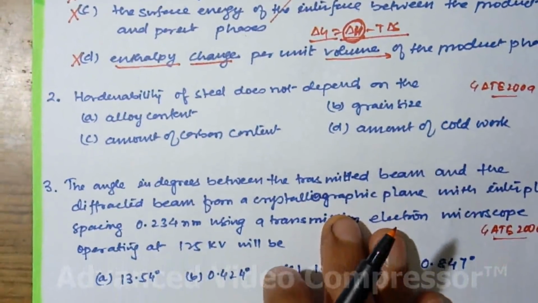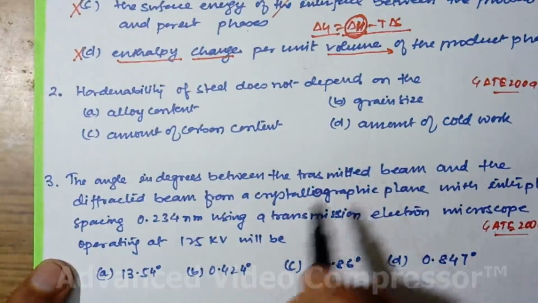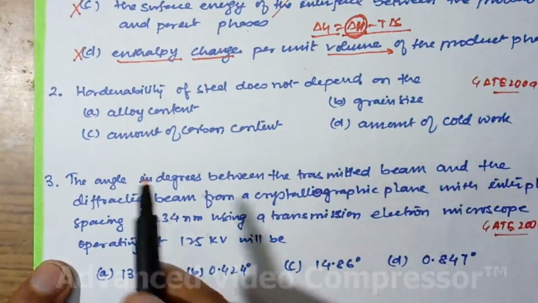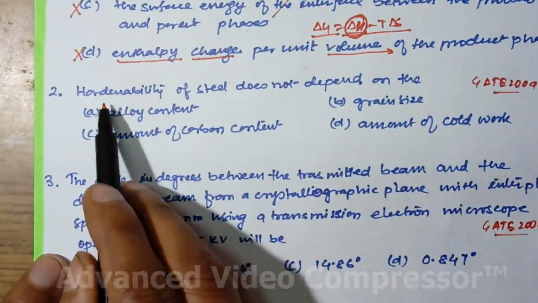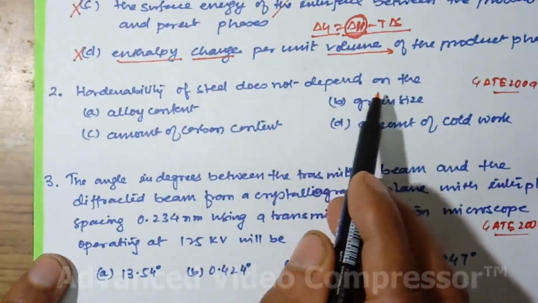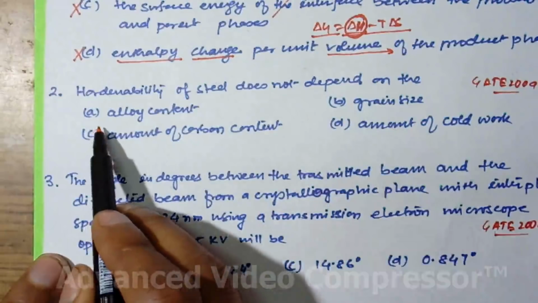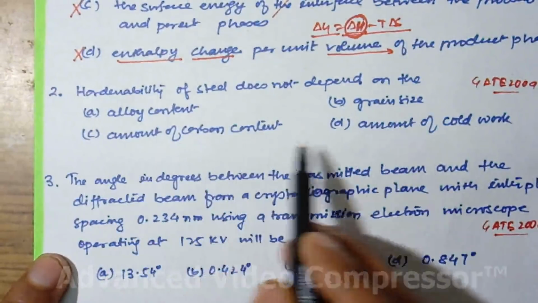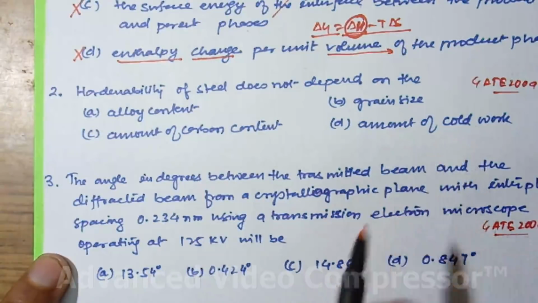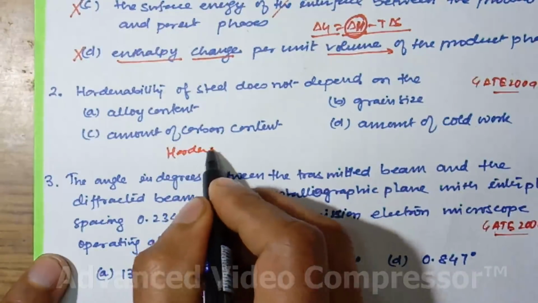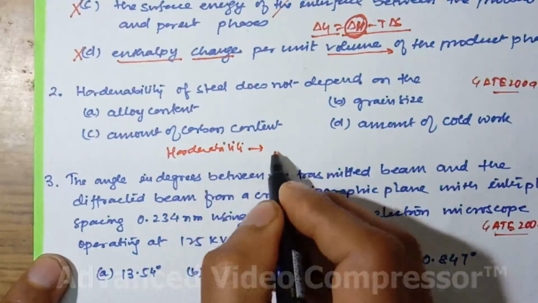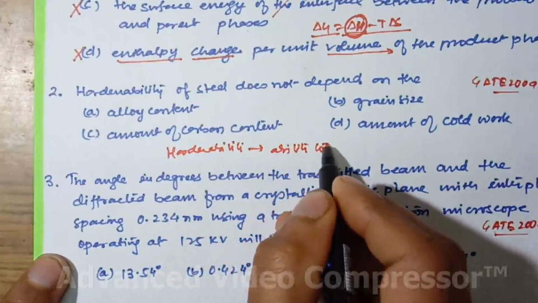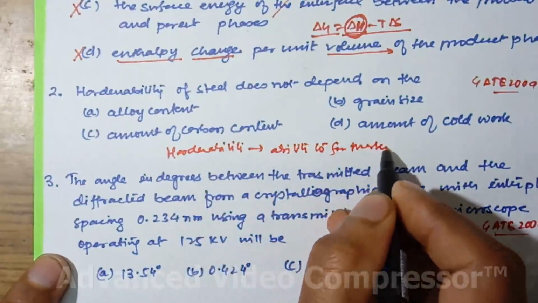Now coming to the second question. The second question was asked in GATE 2009, and this is the question: hardenability of steel does not depend on the alloy content, grain size, amount of carbon content, amount of cold work. Now first we need to understand what hardenability is. Hardenability is basically the ability to form martensite.